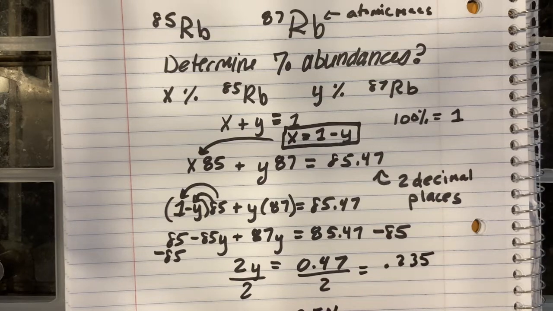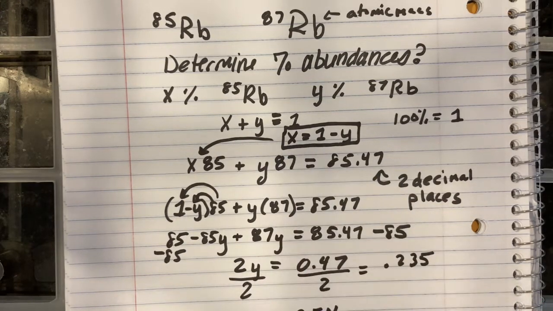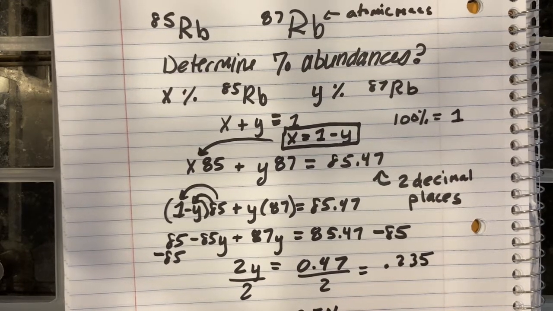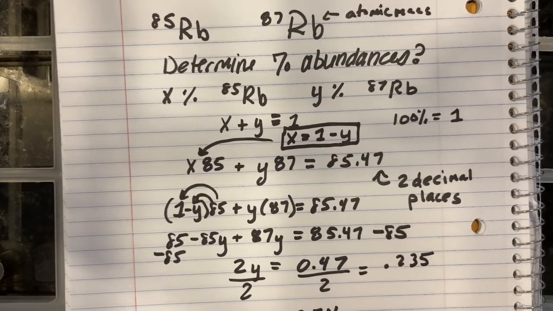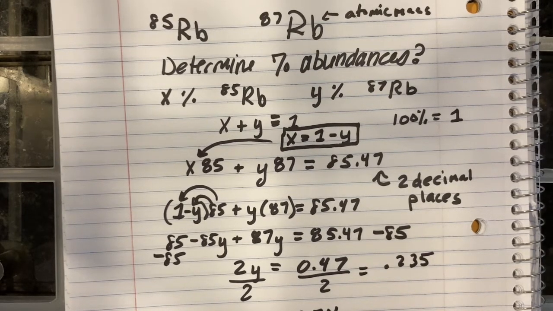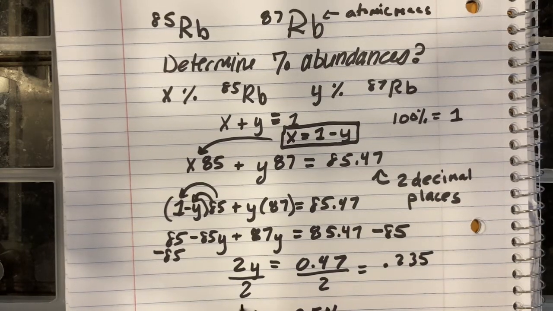And now X, I could substitute Y back into either equation, my longer equation or my shorter one. But I'm lazy. I am just going to subtract from 100. So 100% minus 23.5% is going to give me 76.5% for my X.